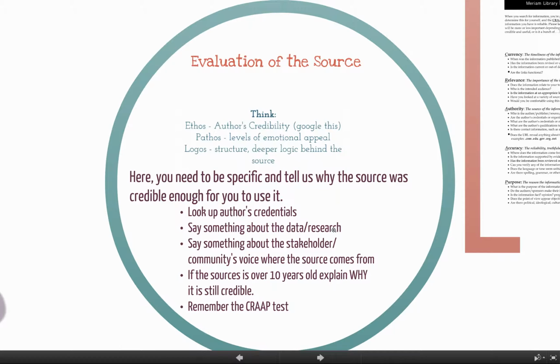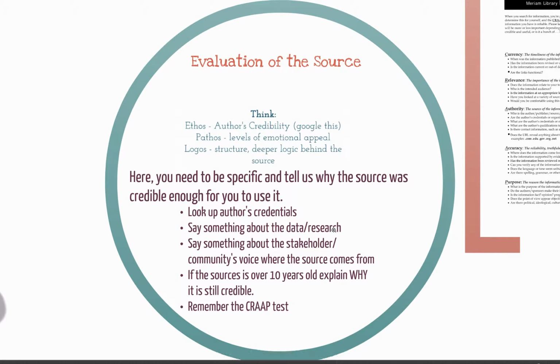I'll give you five examples. Look up the author's credentials and say something about that. Say something about the data or research in the article or the book. Say something about the stakeholder or community voices where the source comes from. So maybe the evaluation is that it's credible because it represents a community's voice. Again, maybe the NRA website is credible because you're looking at the information as their community voice.